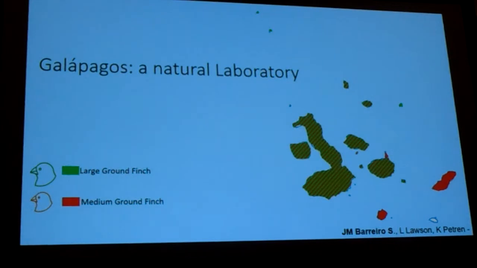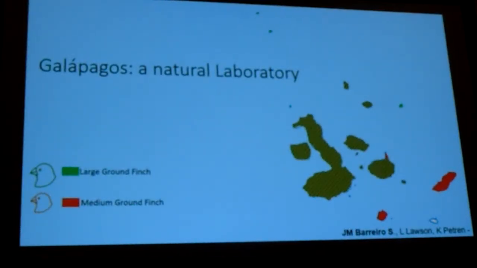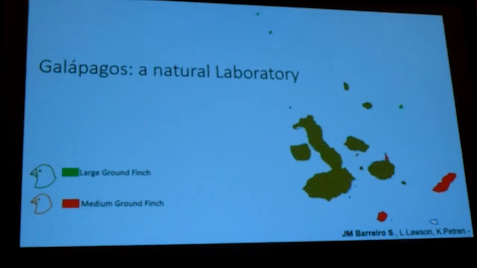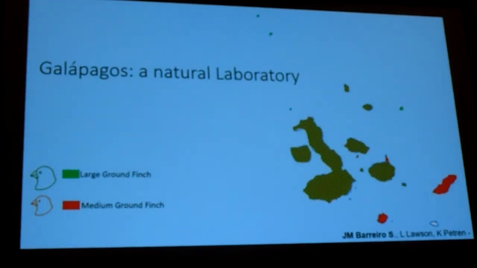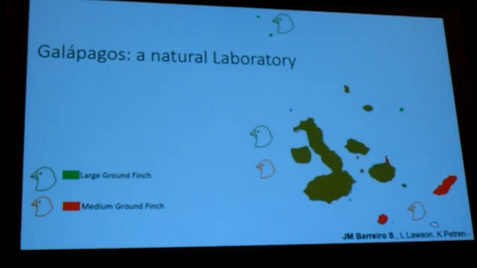There are some islands, like those islands in the north, like those ones over here and this one, that only have the large ground finch without the medium ground finch. Other islands have only the medium ground finch without the large ground finch, and then there's these islands in the middle that have both of them in sympatry. So we want to test if when they are together in the same island, they're more different to each other than when they're not. That hypothesis would look like this.